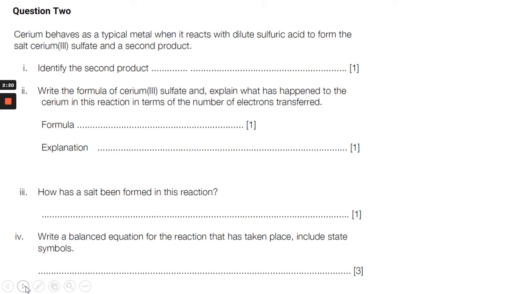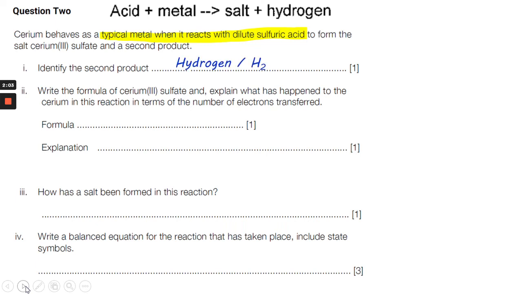The next question is a bit more applied. Quite a lot going on here. So let's take it apart as we go. So it behaves as a typical metal, cerium, and you need to recall that particular equation, acid plus metal, giving you salt plus hydrogen. So obviously hydrogen is the second product, because it already tells you that cerium 3 sulfate has been formed.